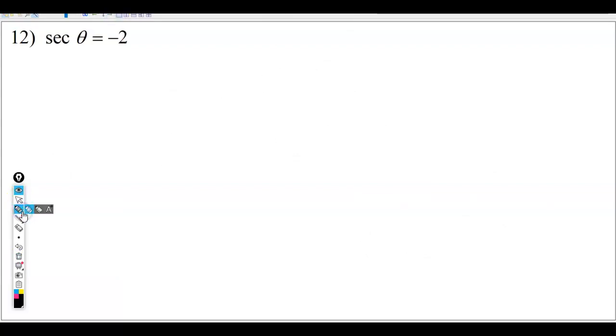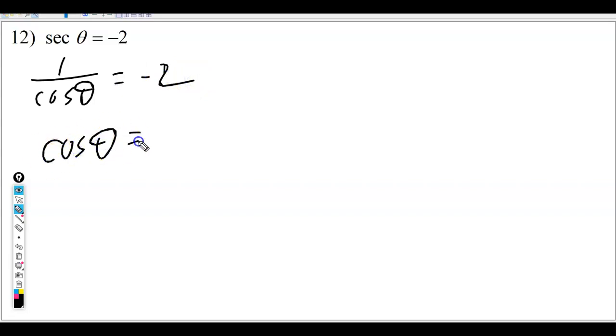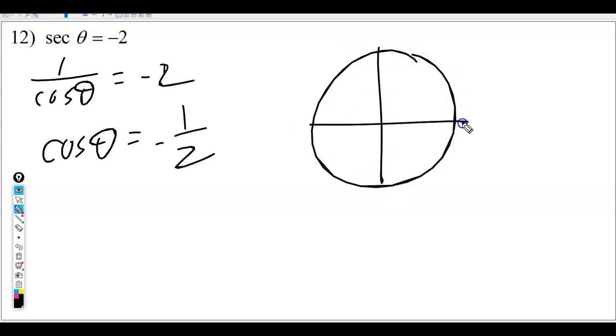Secant. Once again, we like sine, cosine, or tangent. We don't like secant. So first of all, we're going to remember that secant is the reciprocal of cosine. So if secant equals negative 2, then that means 1 over cosine equals negative 2. And then if I take the reciprocal on both sides and flip them both over, I end up with cosine of theta equals negative half. And I think we actually did that problem a little bit earlier. Cosine was a negative half here and here, right? 120 and 240.